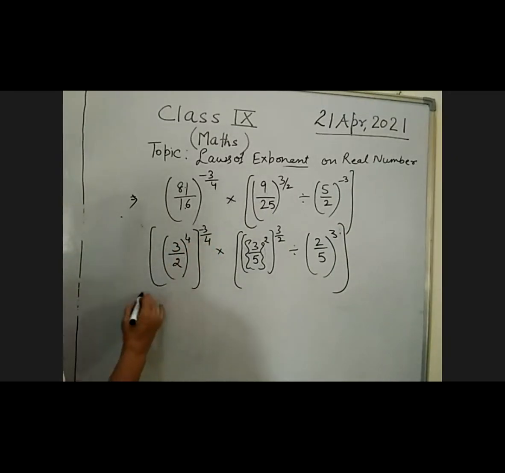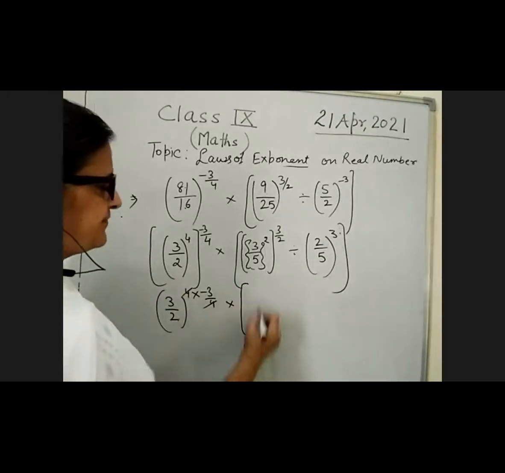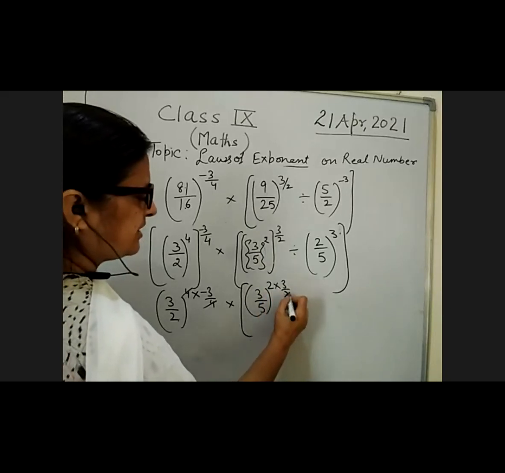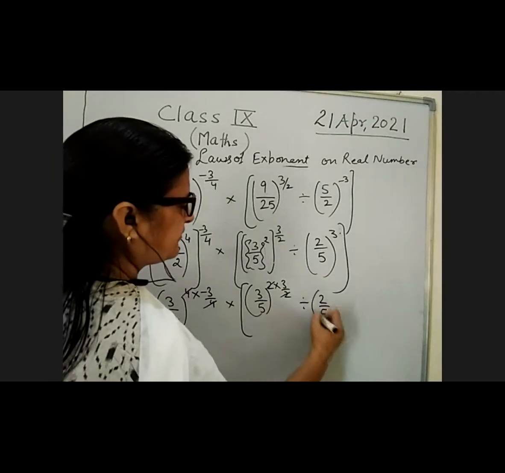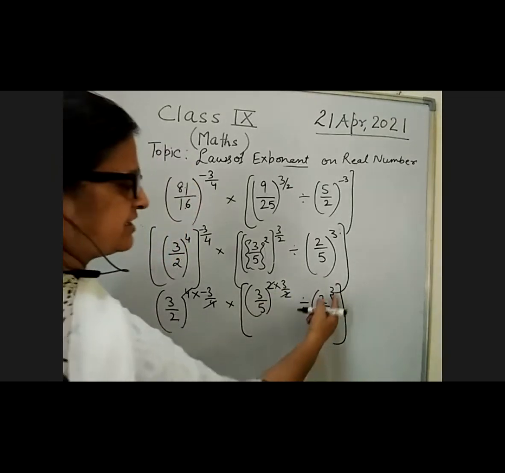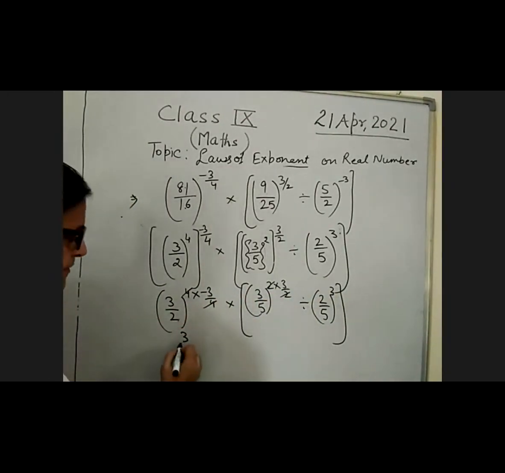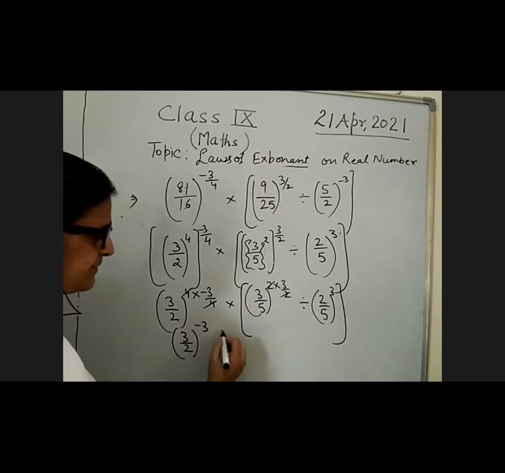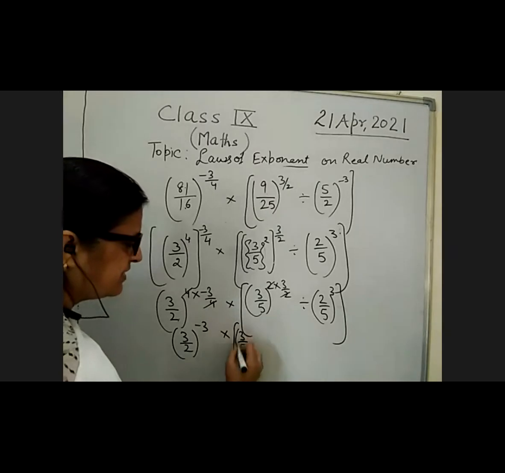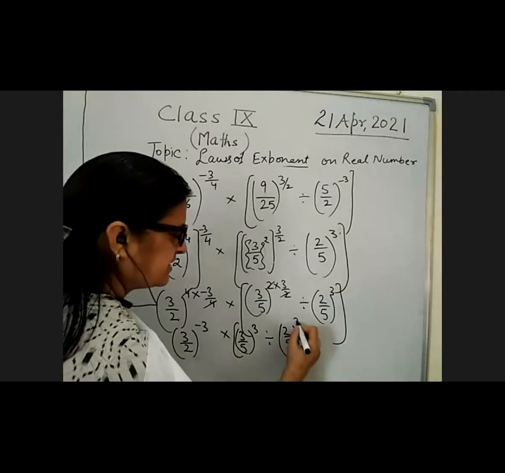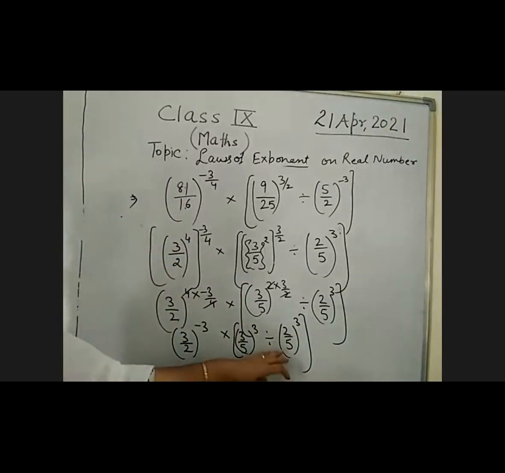Now 4 multiply by 4, multiply by minus 3 by 4. Cancel 4 with 4, and this is equal to power multiply by power. 2 multiply by 3 by 2, divide by 2 by 5, taking power as 3. So 3 upon 2, your power is minus 3, and 3 upon 5 power is 3, divided by 2 upon 5 power is 3. Now it is clear, this question.